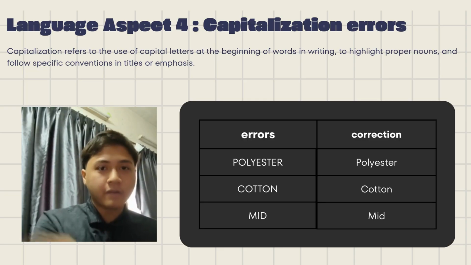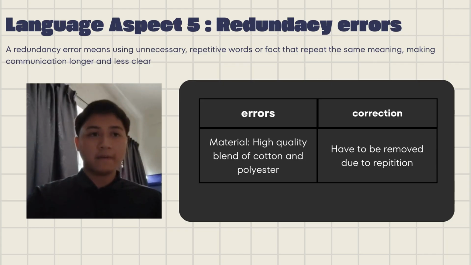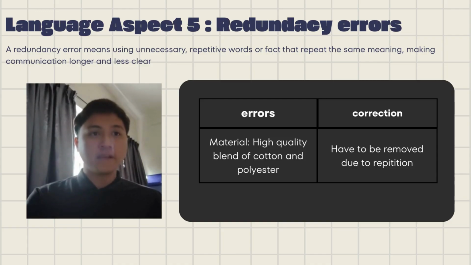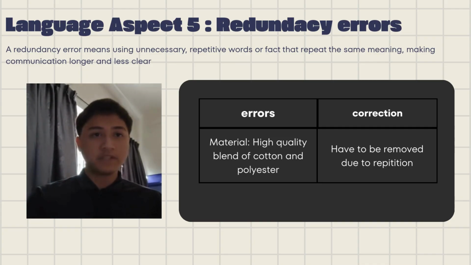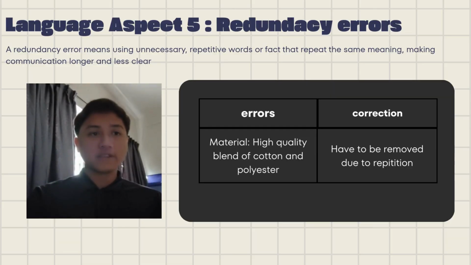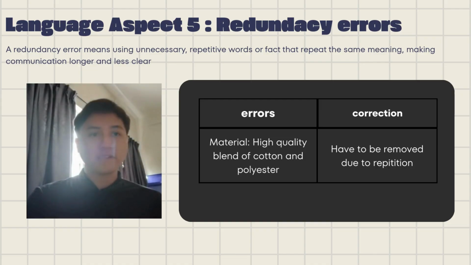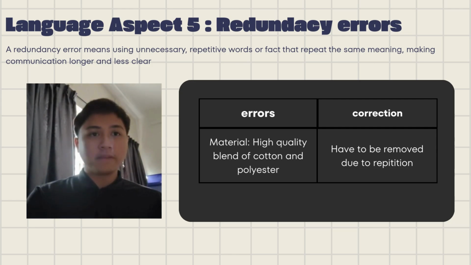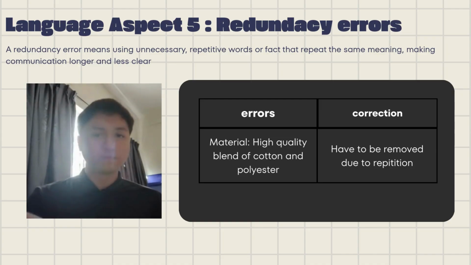And moving on to the fifth error, which is redundancy error. Redundancy error means using unnecessary repetitive words or facts that repeat the same meaning, making communication longer and less clear. In this product description, I have found 2 descriptions that have the same fact. The first one is "material high quality blend of cotton and polyester", and the second one is "material polyester and cotton". The first description, "material high quality blend of cotton and polyester", needs to be removed because it repeats the exact same fact as the second description. Both describe a cotton polyester blend, so keeping the second one is a better option for a cleaner description.